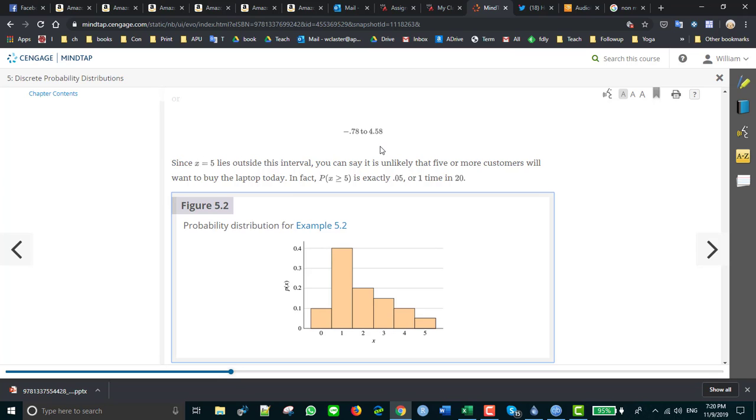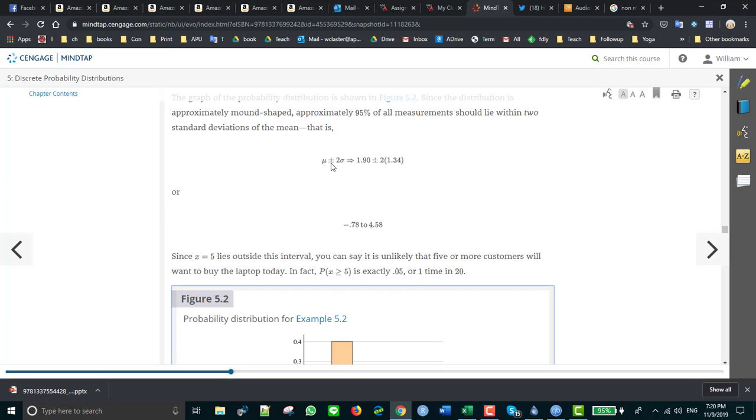So what they're saying is if you go between plus and minus 2 sigma, about 95% of all the data will be there. Now that sounds kind of impossible to say for all possible probability distributions that are mound-shaped, but it is sort of true. So we do use this kind of rule.